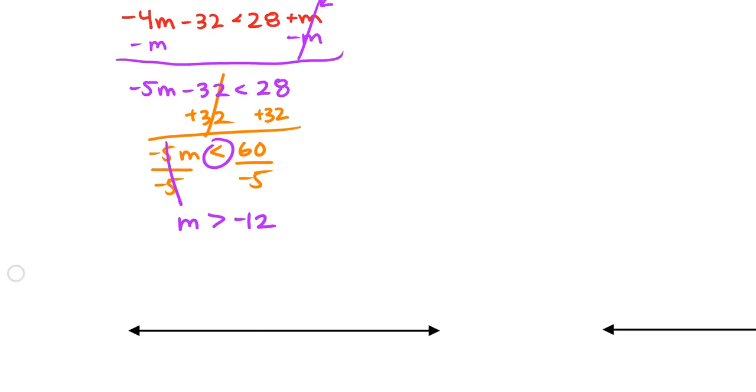To go ahead and graph this, we're going to place negative 12 right here in the middle. 0 should go to the right. And we have an open circle on negative 12. And if we look at that arrow, it's shading to the right.